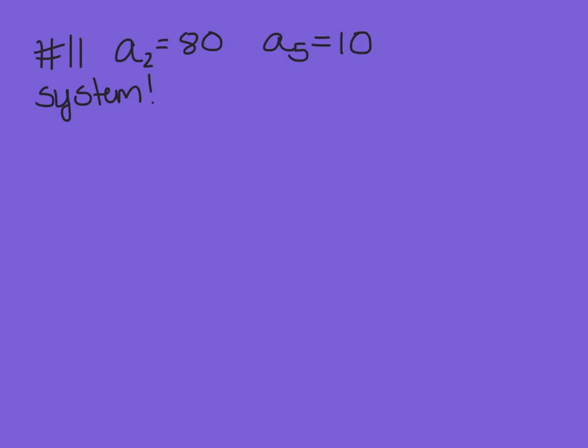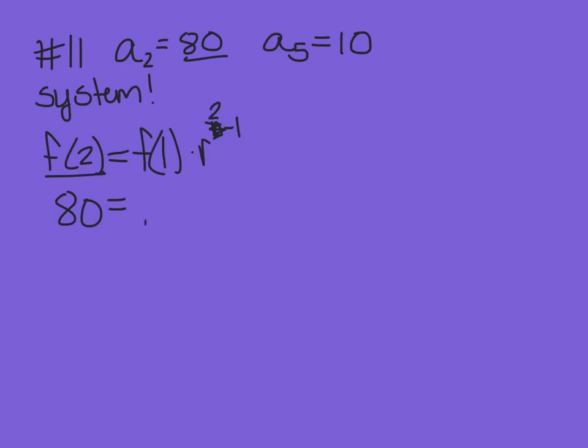We're going to take the first one that we have, f of 2, term number 2, equals the first term, f of 1, times the common ratio to the n minus 1 power, where n is 2. Sorry, I should have just written 2 to begin with. So the first term times r to the 2 minus 1 power, and I'm going to plug it in. My second term is 80. We don't know the first term. We don't know the common ratio, but 2 minus 1 is 1.